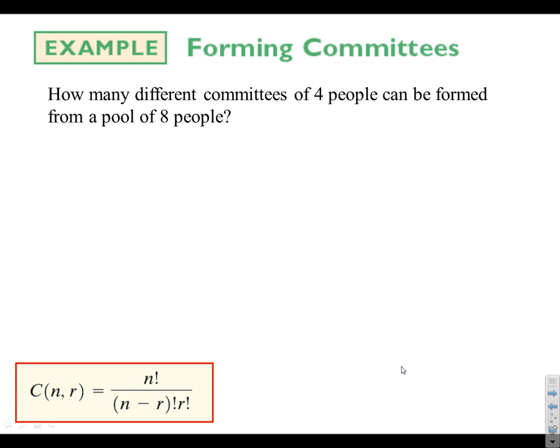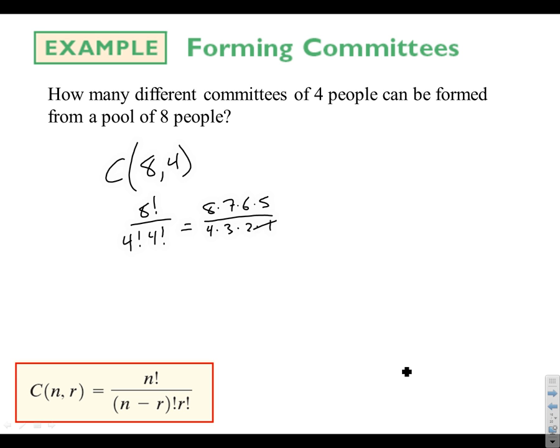Okay, just a couple things to finish up. How many different committees of 4 can be formed from 8 people? This is one where the order doesn't matter, so it's a C. C(8,4). 8 factorial over 4 factorial 4 factorial, which is 8765 over 4321. 4 times 2 is 8, and 3 goes into 6 twice. So 7 times 5 is 35 times 2 is 70.